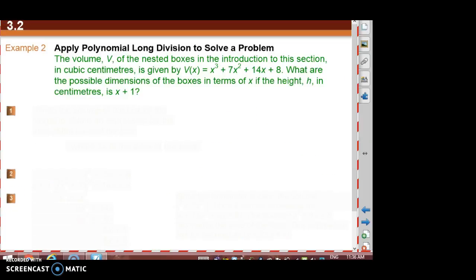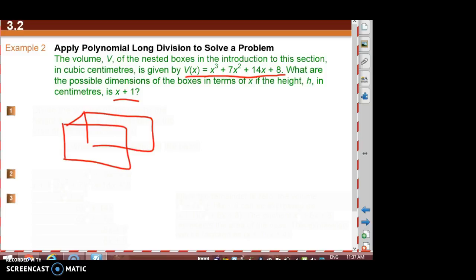Okay, example 2, page 121. The volume of the nested boxes in the instruction in this section, in cubic centimeters, is given by this. So they have the volume represented by that. What are the possible dimensions of the boxes in terms of x, if the height in centimeters is x plus 1? Okay, so say we have our box here.